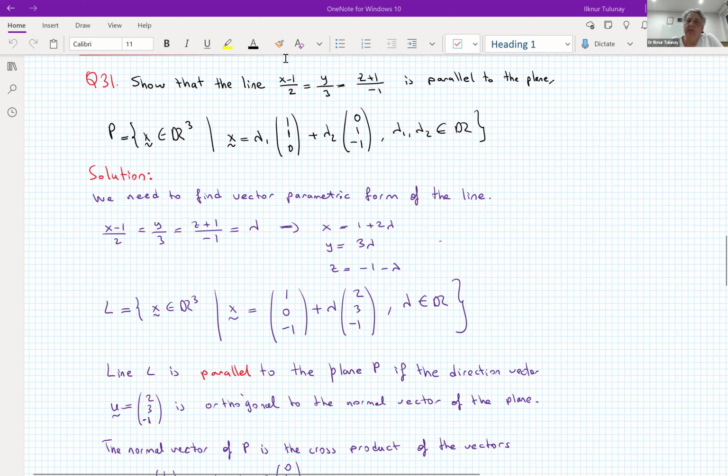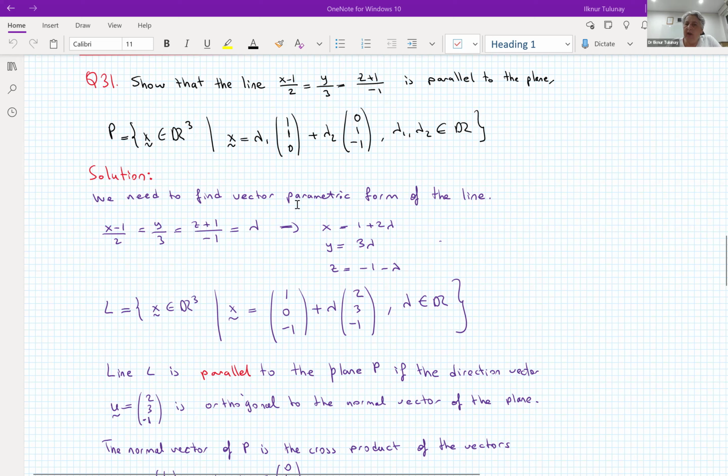We have a line equation given this way, and we have a plane equation given in a parametric way. And we would like to prove that this line is parallel to this plane. So we need to find the parametric form of this line. That's the first thing to do, so we can do our calculations as vector calculus.